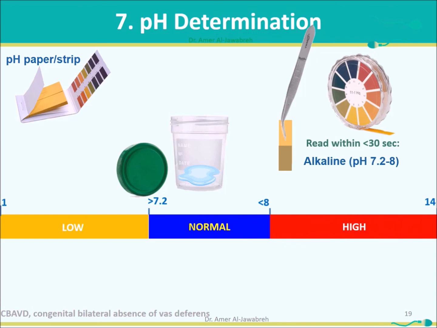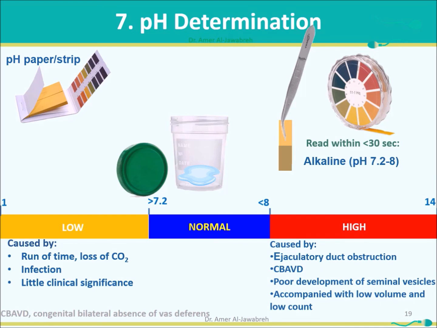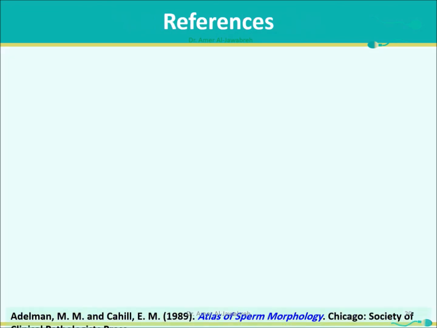Low pH is caused by run of time, loss of CO2, and infection, and this is of little clinical significance. High pH is caused by ejaculatory duct obstruction, CBAVD, and poor development of seminal vesicles, usually accompanied with low volume and low count. References.